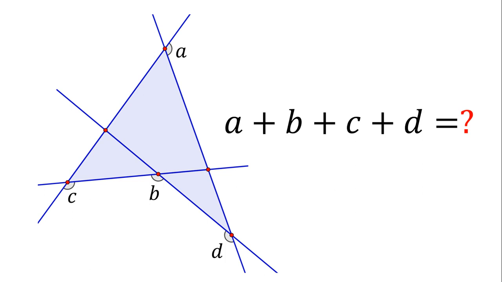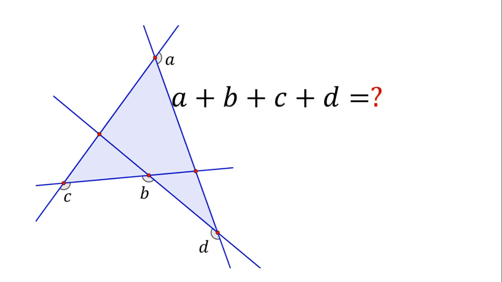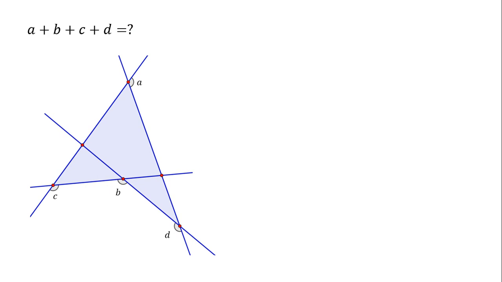We have this figure formed by four lines with indicated angles A, B, C, and D. The task is to find the sum A plus B plus C plus D. Alright, what I'm going to do first is introduce the main tool that we are going to use to solve the problem. This tool is actually a property of non-convex quadrilateral involving its angles.